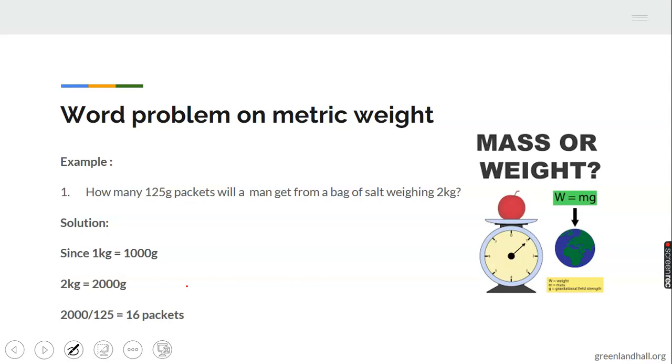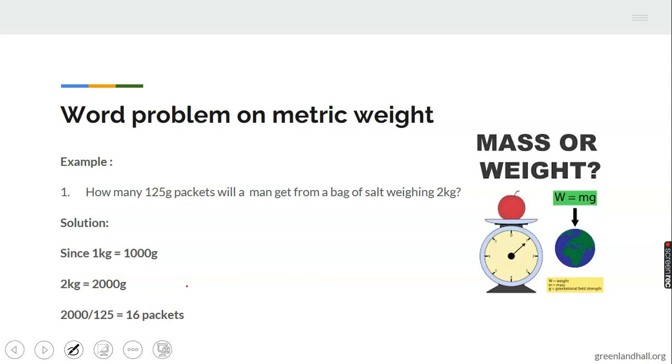It says, how many 125 grams packets will a man get from a bag of salt weighing 2 kilograms? A bag of salt weighing 2 kilograms. How many 125 grams packets will you get from it? Now, what are we going to do? We are going to divide.